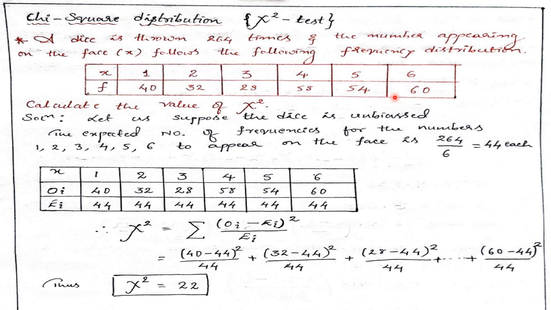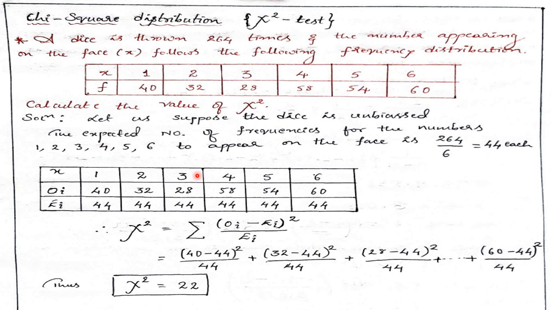Now my aim is to find the expected value. How to find the expected value? Let us start with the solution. Let us assume that the die is unbiased. Then the expected number of frequencies for the numbers 1, 2, 3, 4, 5, 6 out of 264 times is given by 264 divided by 6, which is equal to 44. So each face will appear 44 times out of 264 times. This is called the expected value.